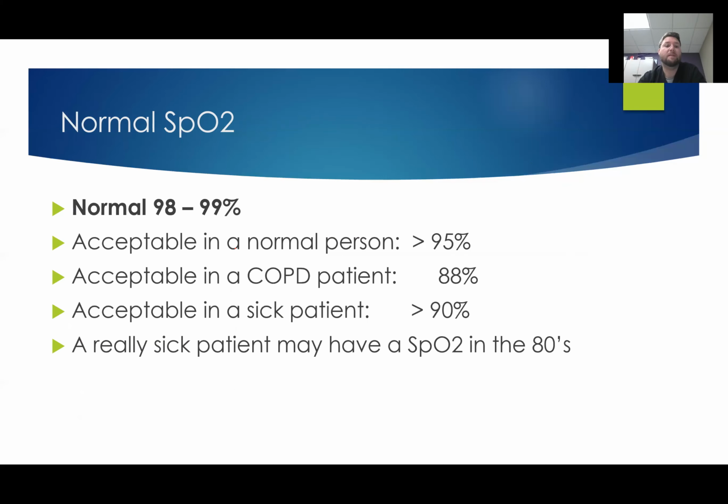Your normal SpO2, for a normal healthy adult, is about 98, 99. Mine usually runs around 96, 97. But what's acceptable for a normal person is anything above 95. What's acceptable for a COPD patient is 88 to about 90 or so. Acceptable in a sick patient is 90 and above. In a really sick patient, you may have an SpO2 in the 80s, 85, 86, 87, something like that.